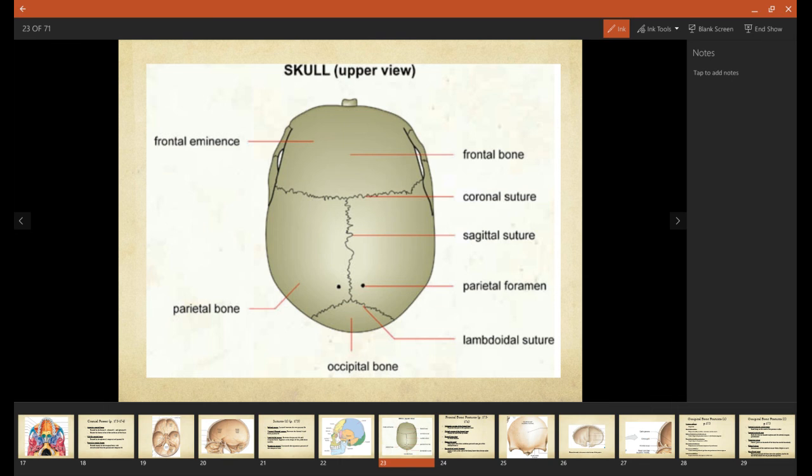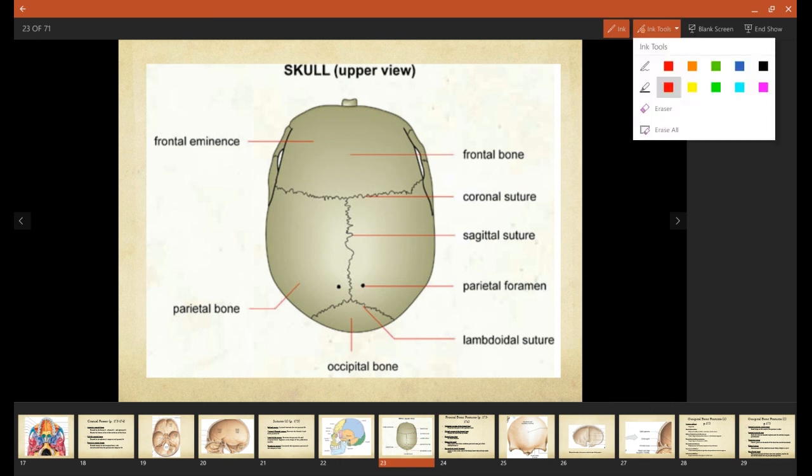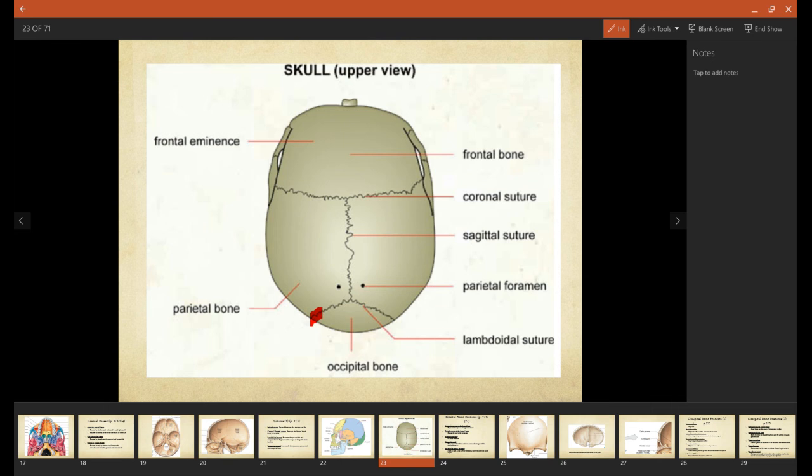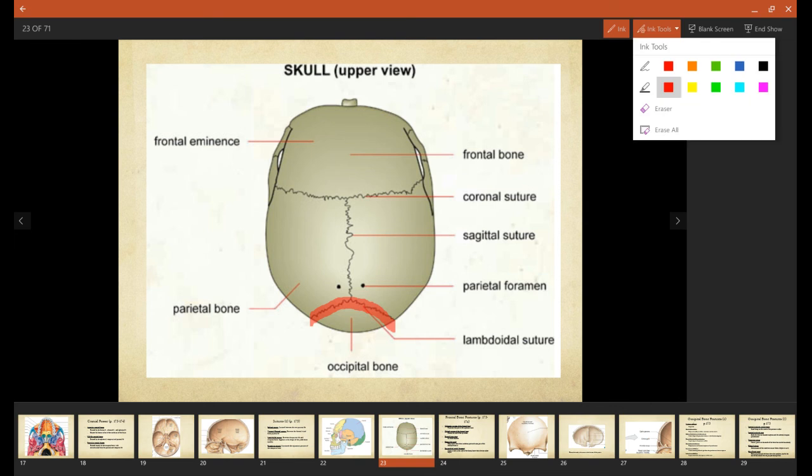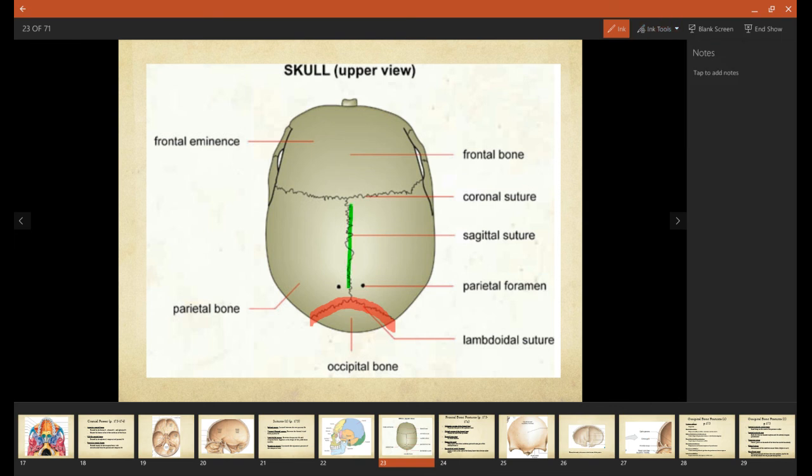Now looking from a superior view, we can see the other suture here. So just a reminder, here's our lambdoidal right there. You can see as it comes together with our next one, the sagittal suture, it creates that lambda-like appearance. So the one running between the two parietal bones, that is going to be the sagittal. And then we see the continuation of the coronal suture all the way across between the frontal bone and each parietal bone.